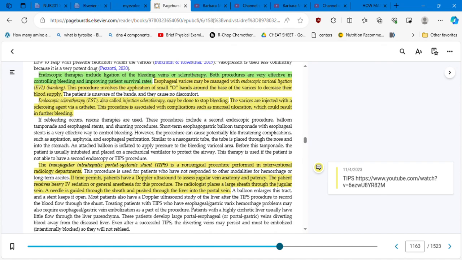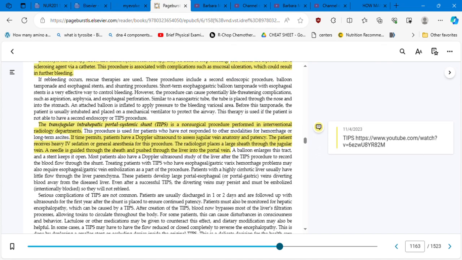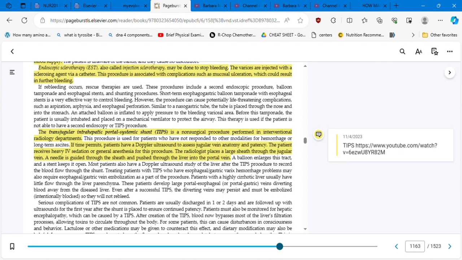Endoscopic sclerotherapy, also called injection sclerotherapy, may be done to stop bleeding. These varices are injected with a sclerosing agent via catheter. This procedure is associated with complications such as mucosal alteration, which could result in further bleeding.